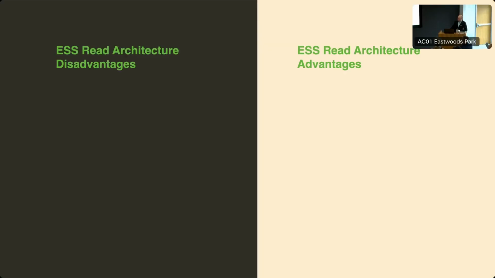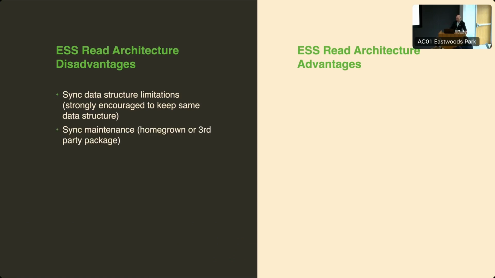Okay, let's go through some advantages and disadvantages. The sync data structure limitations strongly encourage keeping the same data structure. Basically what I'm saying is that you can't change the data structure in your RDS database to something different from the underlying FileMaker data structure. It needs to stay the same. There's maintenance with sync.